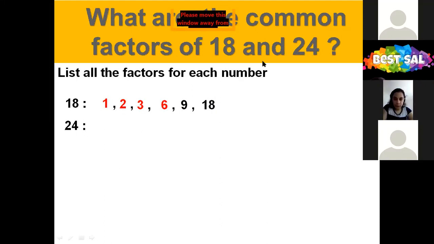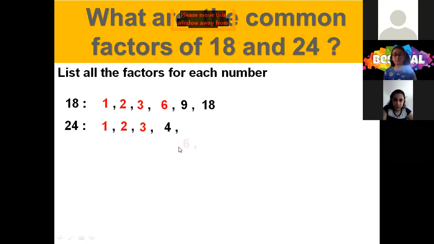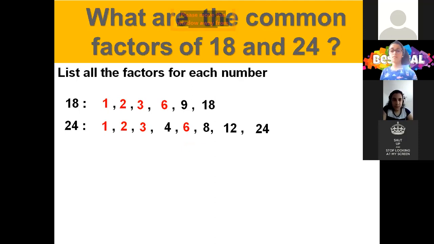Then for 24, we list all the factors of 24. You can write them in order, and it's okay if you write them randomly, not in order. It doesn't matter, but the point is to write them all. So 1 times 24 is 24, 2 times 12 is 24, 3 times 8 is 24, 4 times 6 is 24. So you have to use the divisibility rules, if you remember them, to help you write all the factors of the numbers.